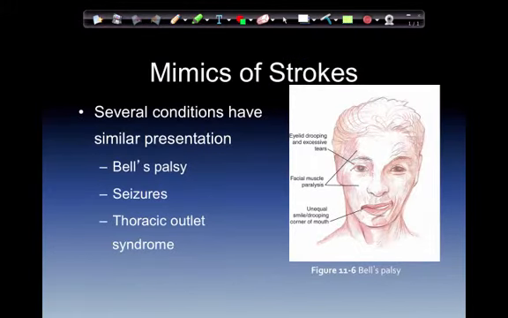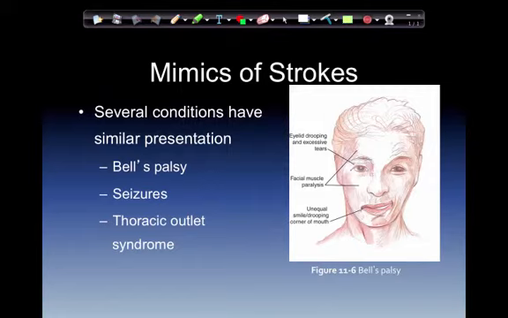Mimics of a stroke: things like Bell's palsy, seizures, thoracic outlet syndrome. So Bell's palsy is when the seventh cranial nerve becomes inflamed, secondary to something like Lyme disease or herpes simplex, and then nerve palsy develops. So we can get a facial droop off of that.